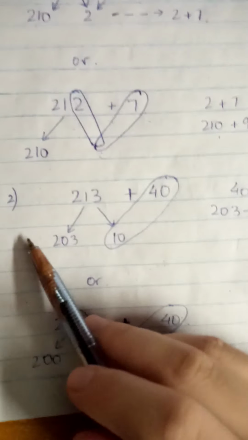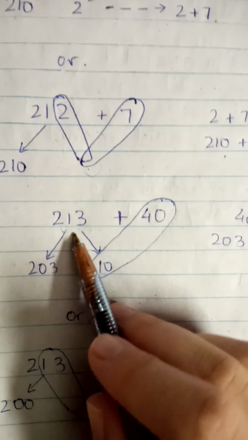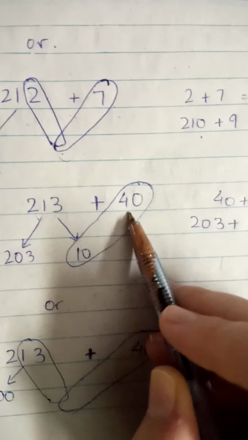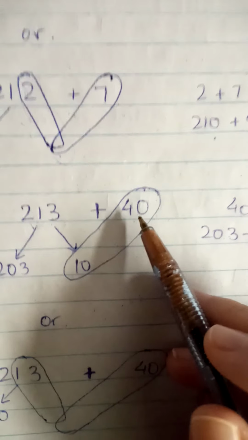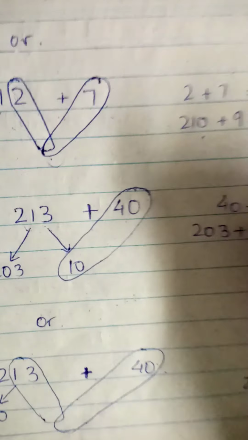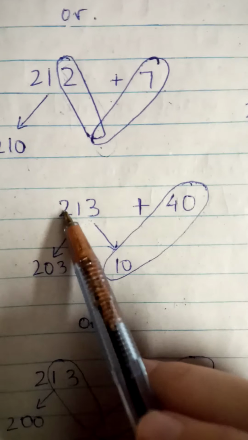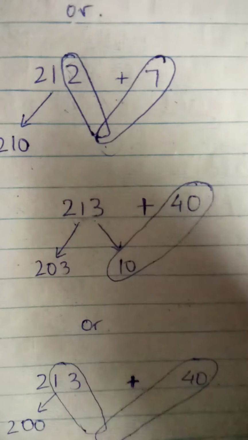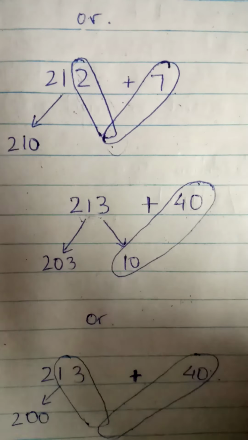Okay, let's focus on another example. Here we have 213 plus 40. Now I know that 40 is equal to 4 tens, right? This value is equal to the tens value. So what I will do now is solve it in two ways. First of all, I will explain one way.